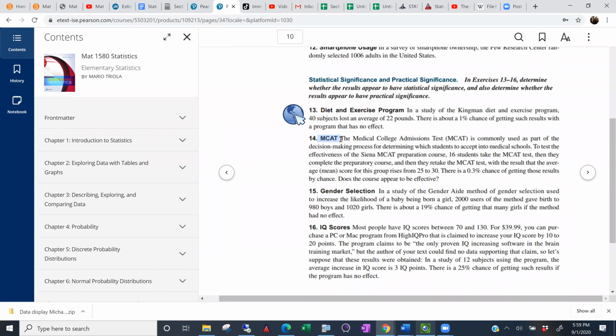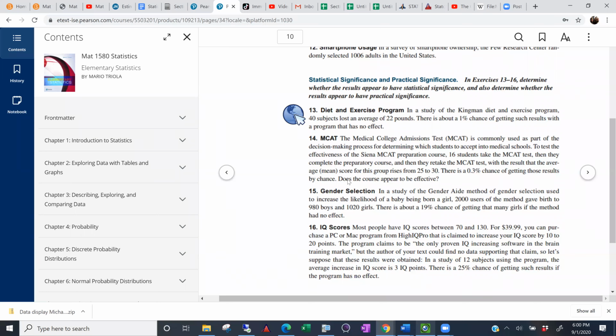Yes. Thank you. So the MCAT is what a lot of colleges use to help decide if they're going to admit you to med school or not. And we want to test the effectiveness of the Siena MCAT preparation course. In doing so, we're going to have 16 students take the MCAT, complete the preparatory course, and then retake the MCAT, with the result that the average mean score for the group rises from 25 to 30. So the question is, there's a 0.3% chance of getting those results by luck. Does the course appear to be effective?